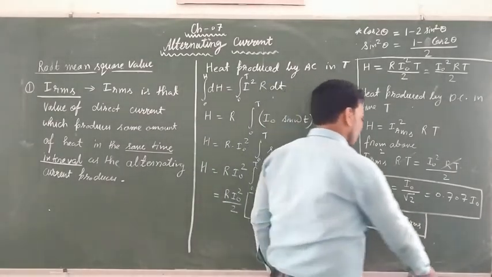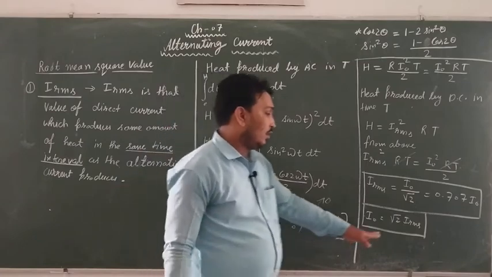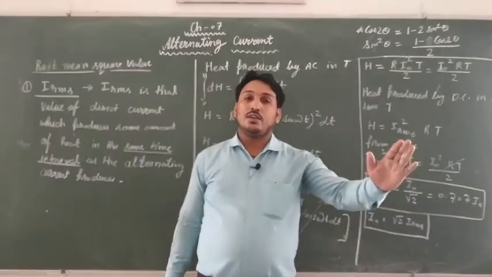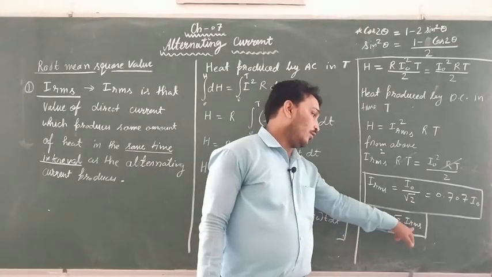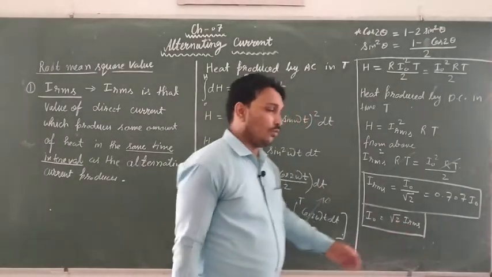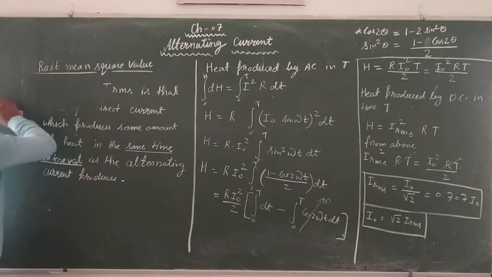Similarly, suppose I_RMS has been given, the current flowing in the circuit is 10 ampere. What is the peak current the alternating current has? So current flowing is 10 ampere, multiplied by root 2, 10 root 2, that will be the answer. Similarly, let me remove all this.